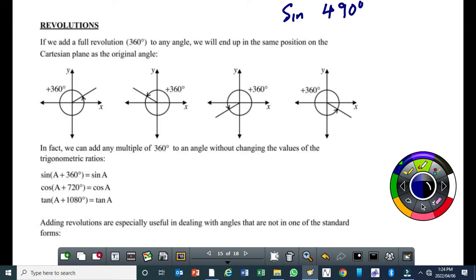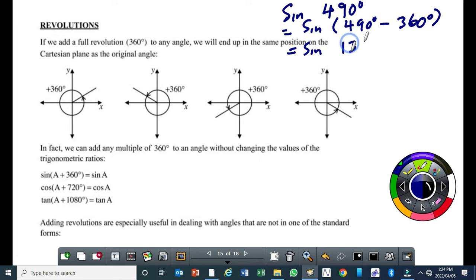So first thing you have to do, subtract 360 from this angle. So that becomes sine of 490 minus 360. So if the angle is more than 360, subtract 360 first. If it's more than 720, you can subtract 720. If it's more than 1080, you can subtract 1080 because that is 3 revolutions. Okay? So here you end up getting sine 130.